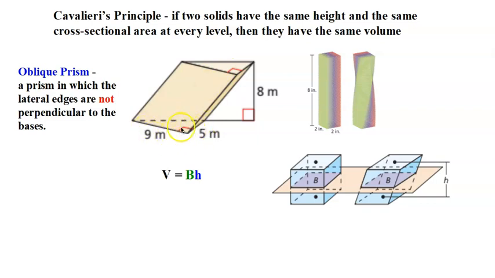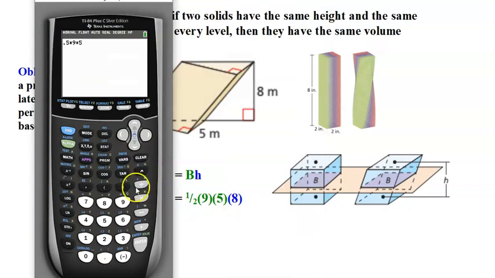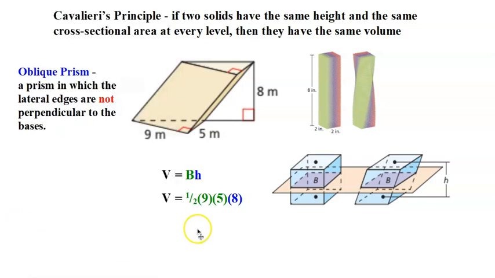Remember, base and height are always perpendicular to each other, so that means the 5 is the base, 9 is the height, or vice versa, either way. So 1/2 times 9 times 5 times the height of the prism. Let's take this to the calculator. 1/2 times 9 times 5 times 8 equals 180. And so there you go, 180 meters cubed, cubic meters.